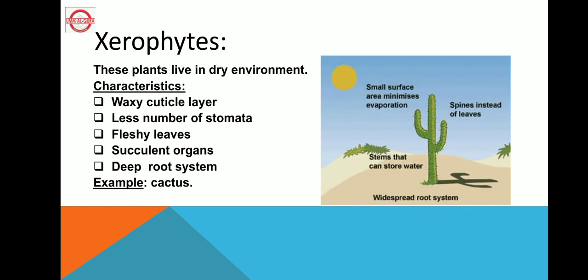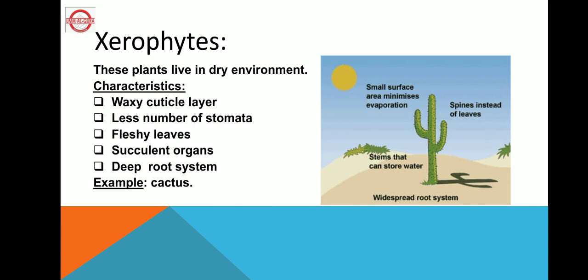Now we will discuss the second group of osmotic adjustment in plants, that is xerophytes. Xero means land, phytes means plants. Land plants or desert plants. These plants live in a dry environment. Now we will discuss its characteristics.